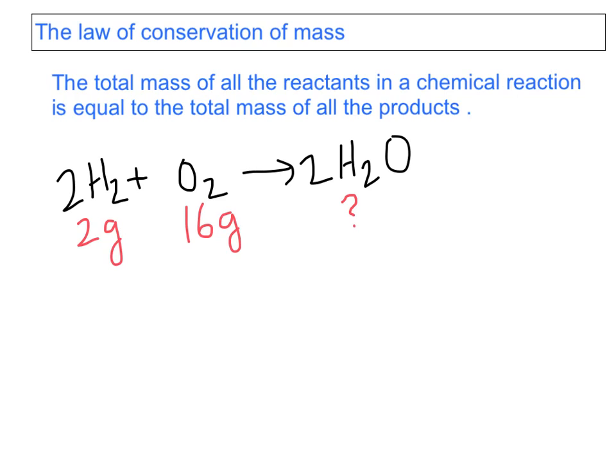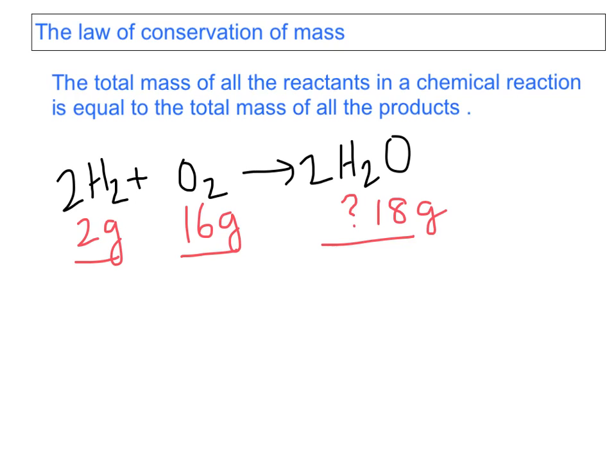So let's apply that to this chemical reaction here. Some masses are given. 2 grams of hydrogen is reacting with 16 grams of oxygen to produce some water we don't know the mass of. If you just apply the law of conservation of mass to this reaction, if you add the 2 grams and 16 grams together, you should get the mass of the water. So in this case, it will be 18 grams. I've simply added these two together to get this.